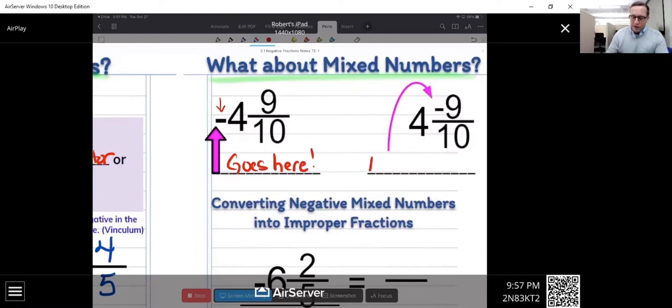I would say not there, definitely not there. I'm not saying sometimes. I would say never ever put the negative in that location if it's a mixed number. If it's a mixed number, it must go in front of the whole number. It's not like a regular fraction or a proper fraction where you can put it in one of three places. When it's a mixed number, we can only write it this way, and that's it.